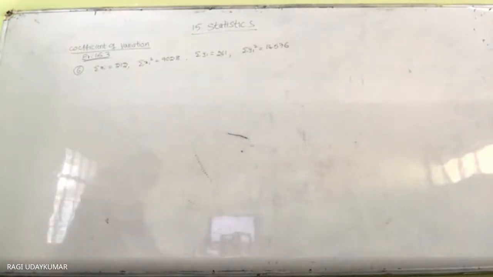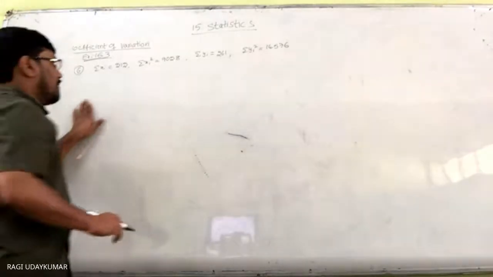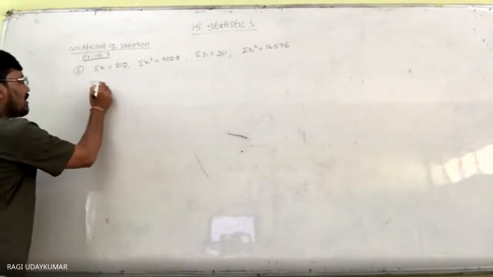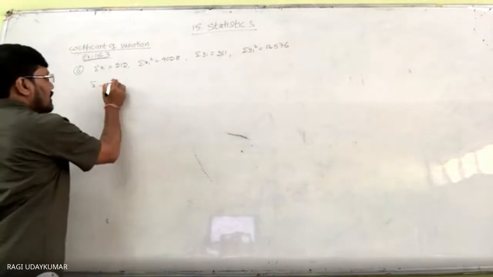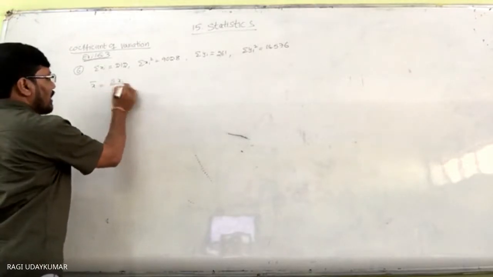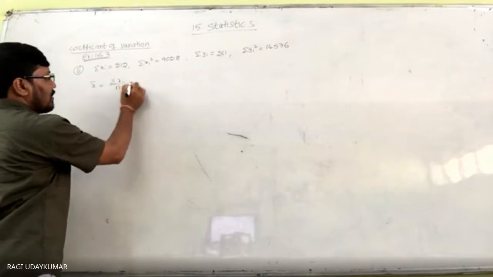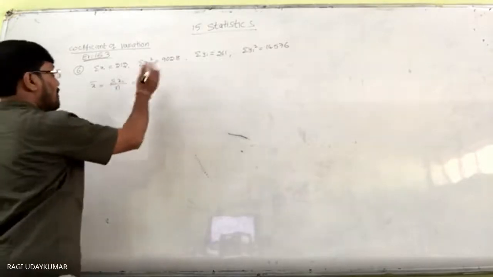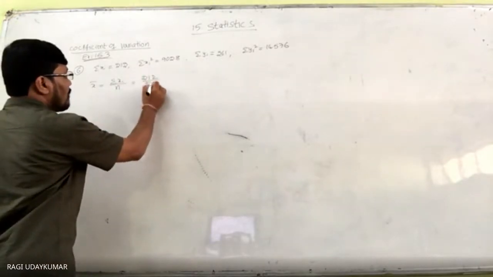In either length or weight: length is represented by xi, and weight is represented by yi. First, for the data x, let us find x bar, which is sigma xi by n. The number of plants is 50, so it is 212 divided by 50.